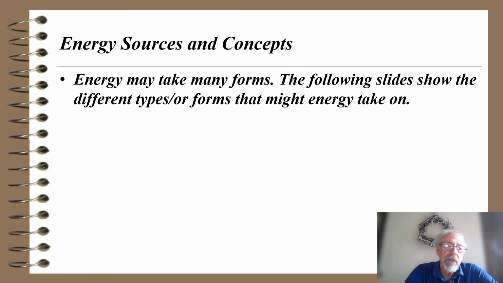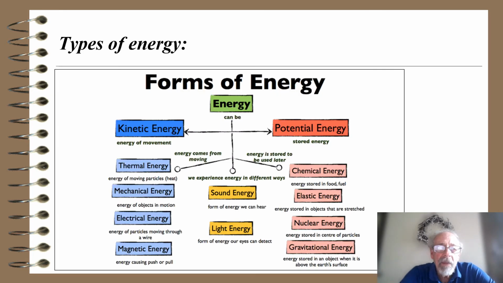So this slide says energy sources and concepts. Energy may take many forms. The following slides show the different types or forms that energy might take on. And so here we have two basic forms of energy, and they are kinetic energy and potential energy. So kinetic energy is the energy of movement, whereas potential energy is stored energy.